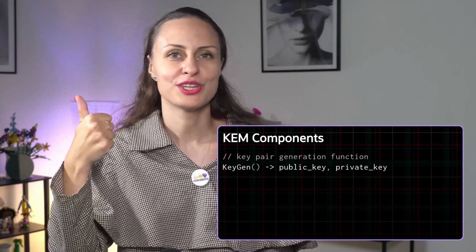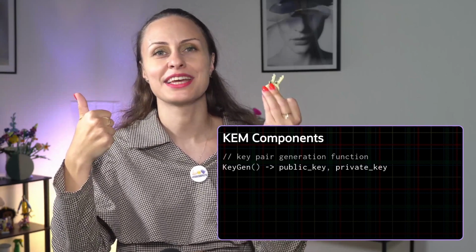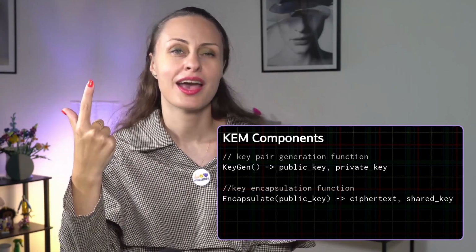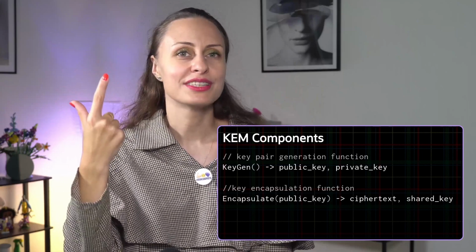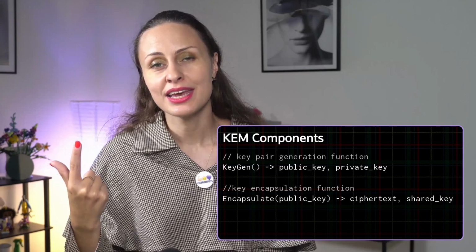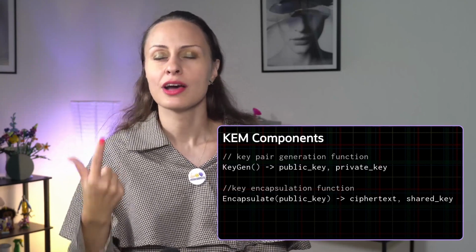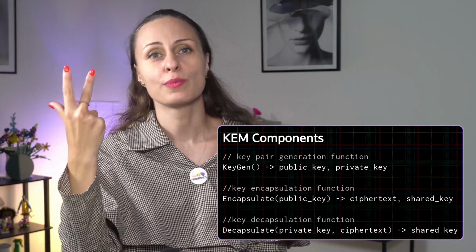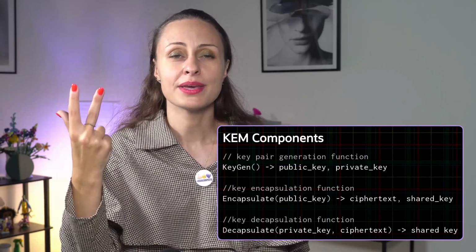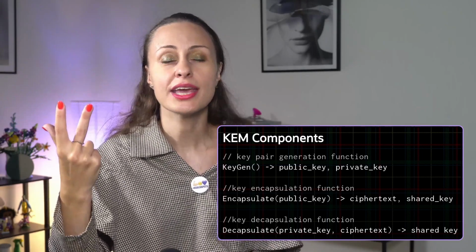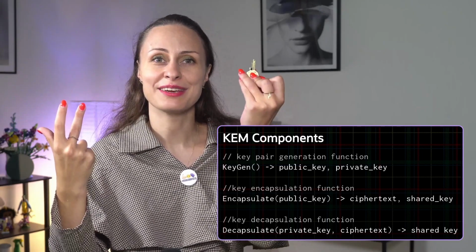A KEM consists of three functions. A key pair generation function that returns a key pair containing a public key and a private key. A key encapsulation function, called by the sender, that takes the receiver's public key and an encryption option. It returns the secret key and a key encapsulation message, also known as ciphertext. A key decapsulation function, called by the receiver, that takes as parameters the receiver's private key and the received encapsulation message in order to return the secret key.